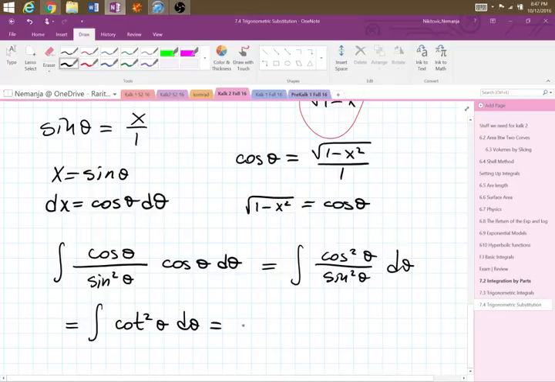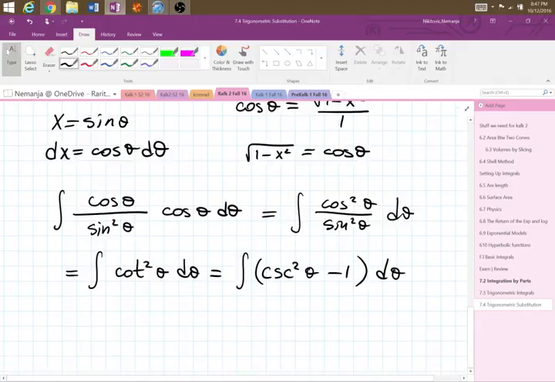It's like, yeah. So cotangent squared is going to be cosecant squared minus 1. Sorry, these are thetas. And cosecant squared is the basic, right? What's the integral of cosecant squared theta? Negative cotangent theta. And then we have minus theta, right? Because the integral of -1 d theta is negative theta.